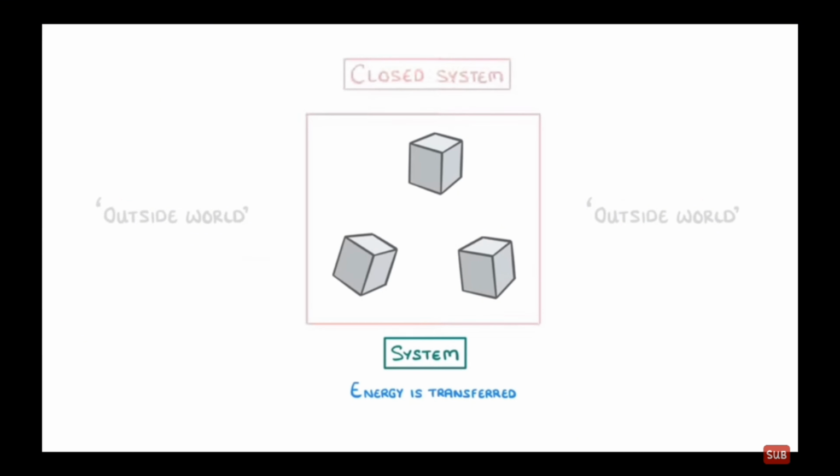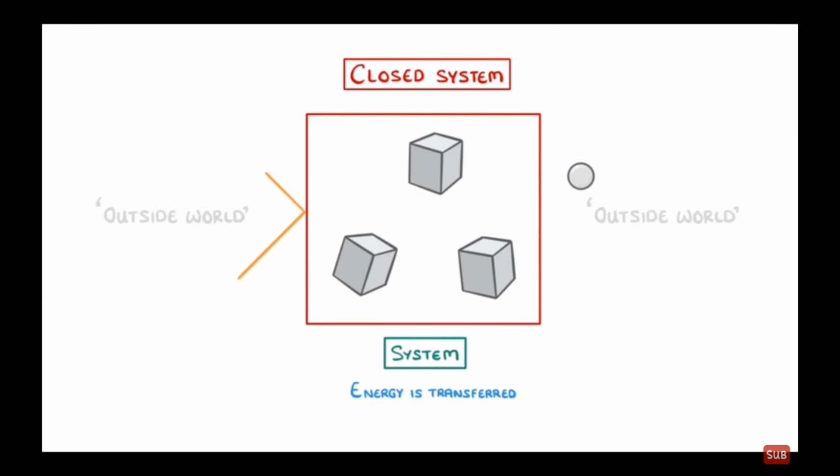By comparison, a closed system is separate from the outside world. So neither matter nor energy can enter or leave. And so even though energy can be transferred within the system, the overall change is always zero.